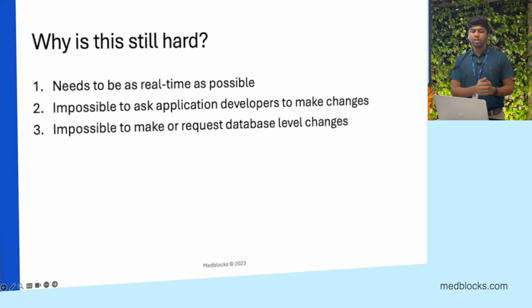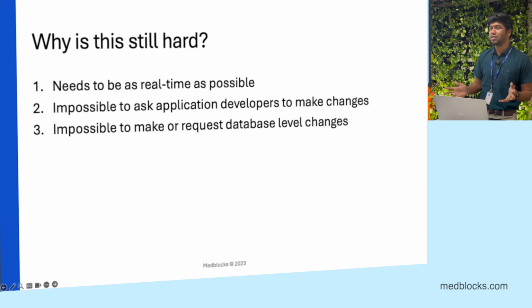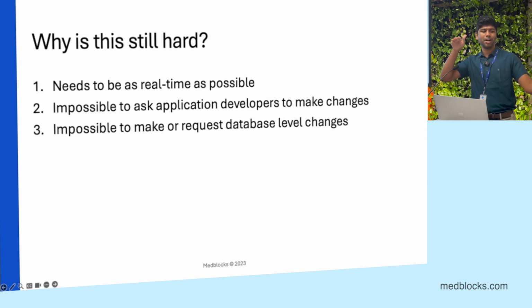And it's again impossible to ask the application developer to make changes, especially if they're dead. And it's impossible to request database level changes as well. We can't ask them to change the schema. We can't ask them to do anything that will require significant changes at the database level. So we are at this level where we know what's going on, we know where the data is, but you can't really touch anything. You can't really do anything, right?